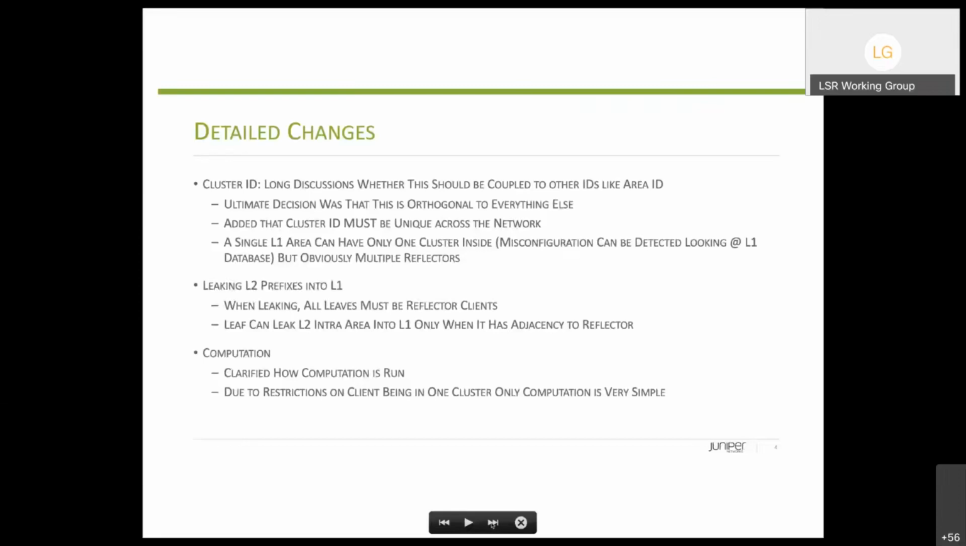And the other question is, how would you scale this given the cluster ID? How would you scale this to multiple? Would you have multiple L1 areas that are connected at L2? Yeah, precisely.